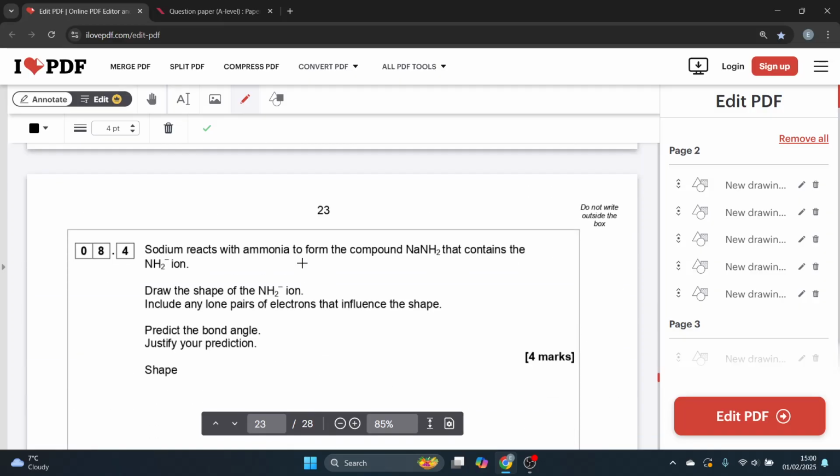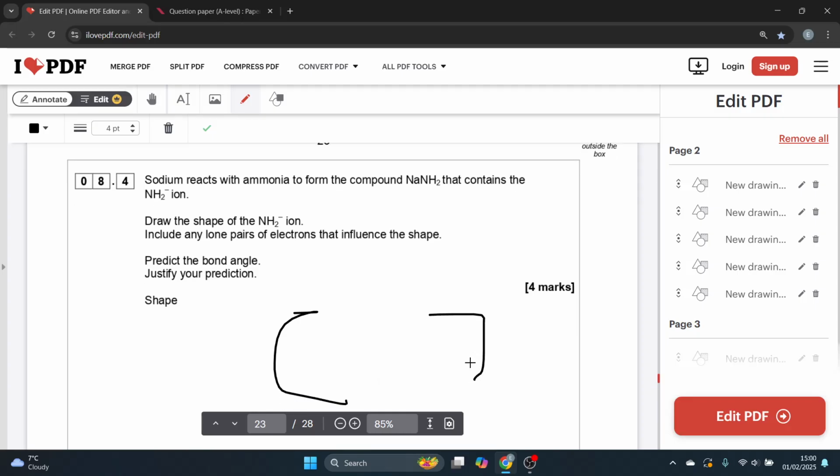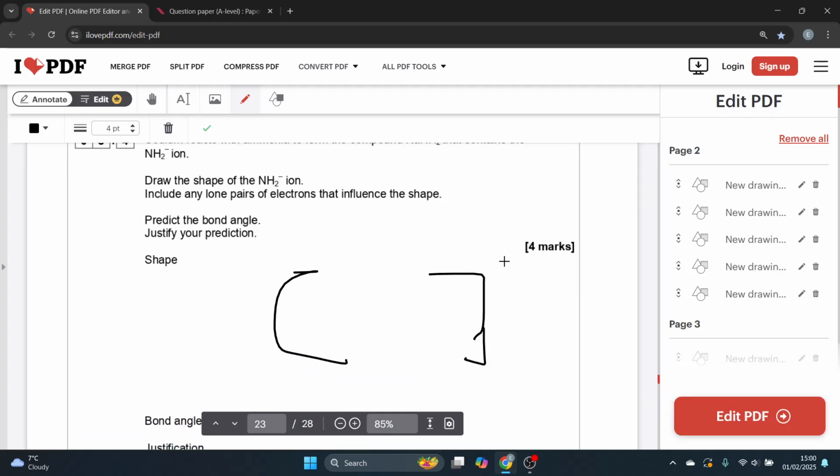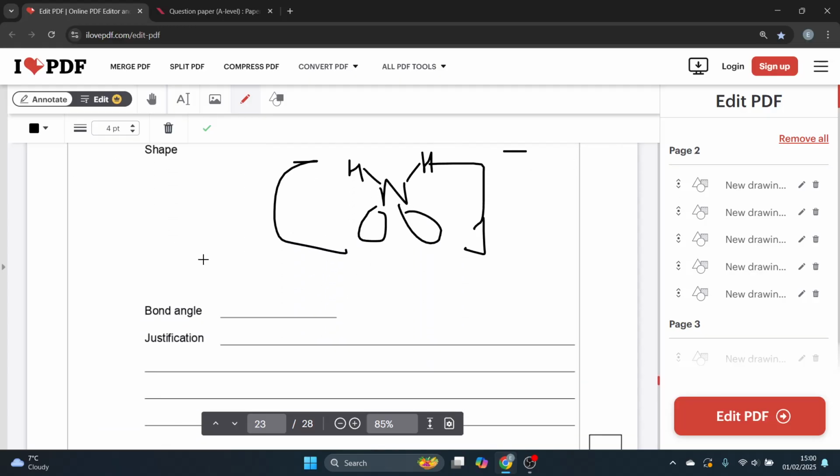8.4, draw the shape of NH2 minus. This is an ion, so I'm going to use square brackets. Got minus here, NH2, so I've got my nitrogen, hydrogen, hydrogen, and it's going to have two lone pairs of electrons.